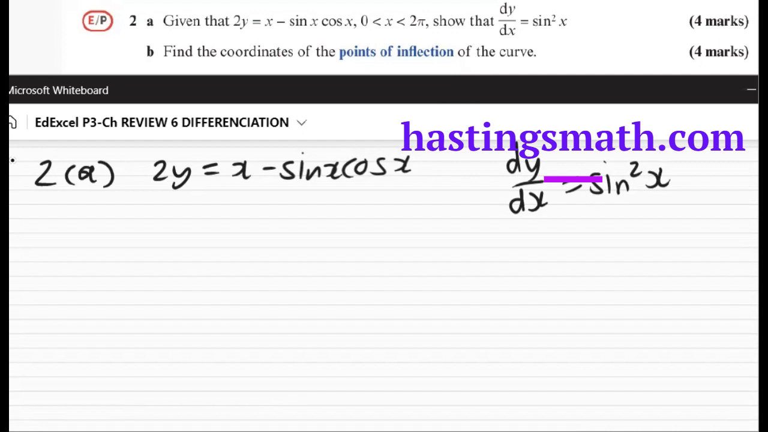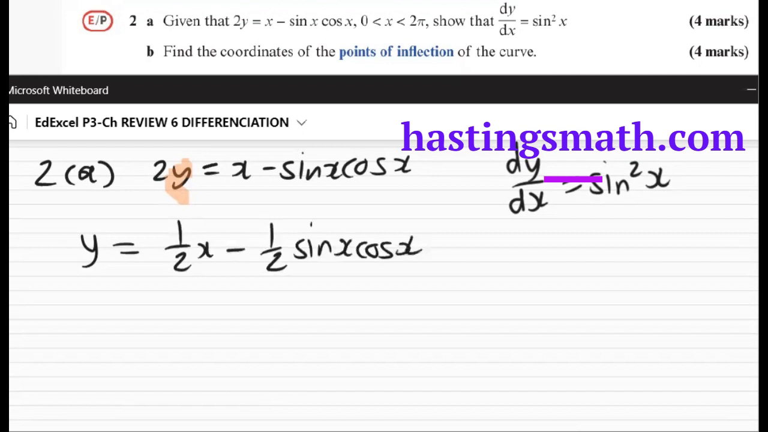Okay, so first of all, we want to divide by 2. Obviously, we want y on its own, so that this is in standard form. So divide the whole thing by 2. Divide by 2. And we end up with y equals a half x minus a half sine x cos x.